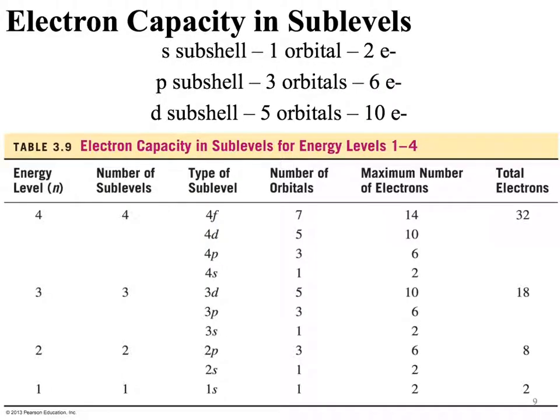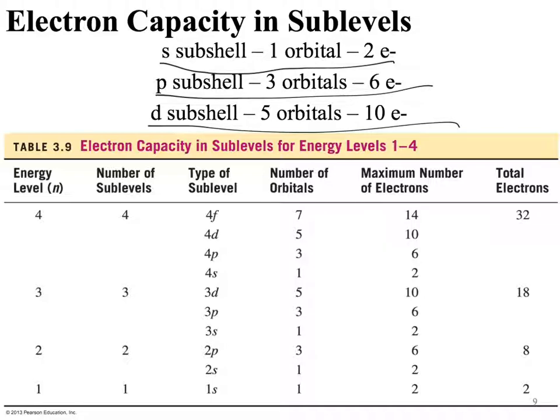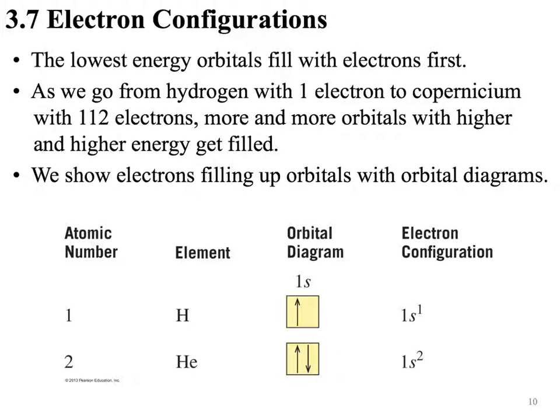In the f orbital we can put a maximum of 14 electrons. So, for the s level, we can put a maximum of 2 electrons because we only have 1 orbital. P, a maximum of 6. D, a maximum of 10 electrons. So what we're going to learn now is the electron configuration.